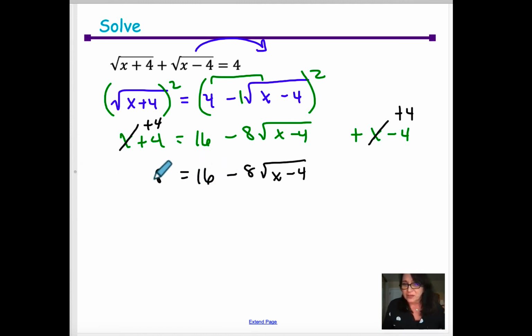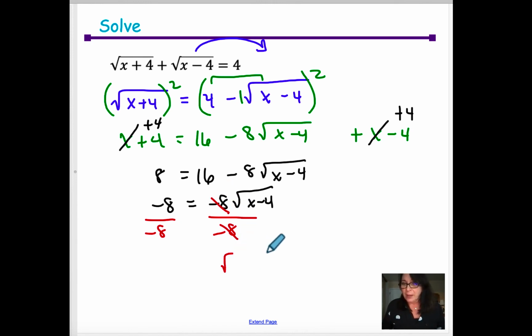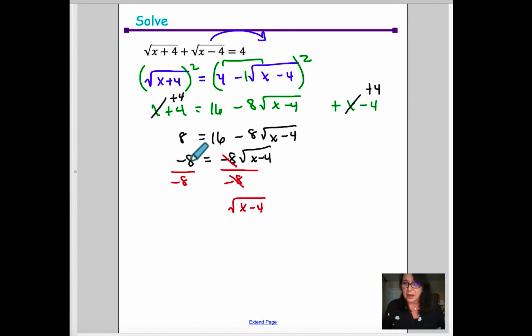So if I subtract 16 from both sides, I get negative 8 is equal to negative 8 times the square root of x minus 4. And then the only way I can get rid of this negative 8, which is in front of the root, is to divide by negative 8. And by doing that, this becomes 1 times the square root of x minus 4, and negative 8 divided by negative 8 is 1.